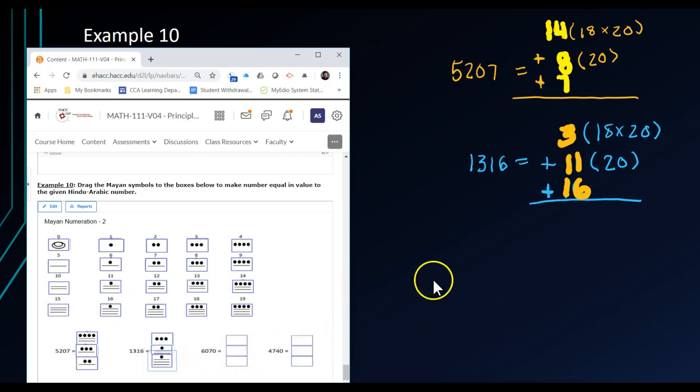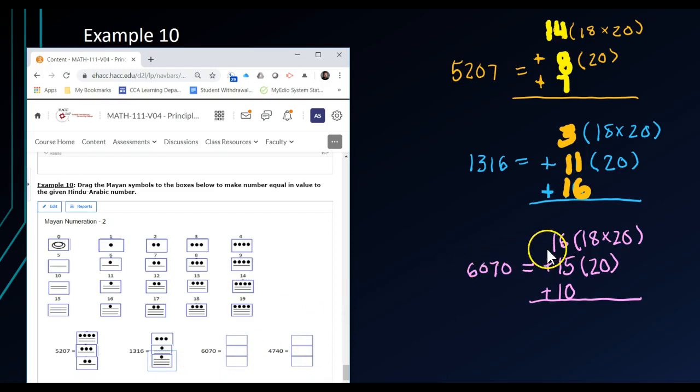For 6,070, that could be broken into 16 18 times 20s, 15 20s, and 10 units. So again, these numbers being the ones that are going to make up the Mayan numeral here. So the 16, the 15, and the 10.